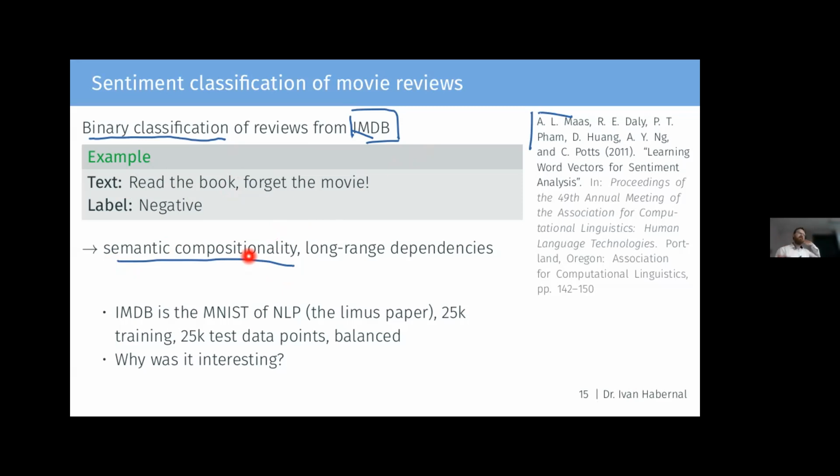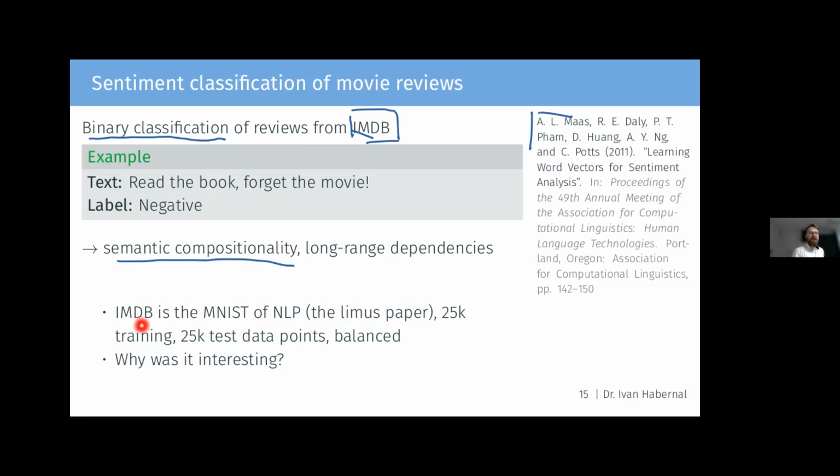Maybe you need to understand, maybe not, it's just maybe a few words like ugly and so on. But here there's no such word. "Read a book, forget a movie." So you need to understand what it means. It's not easy. There's no word signaling that this is a negative thing. You need to understand the contrast between movie and book. What does it mean, like, forget the movie, and so on.